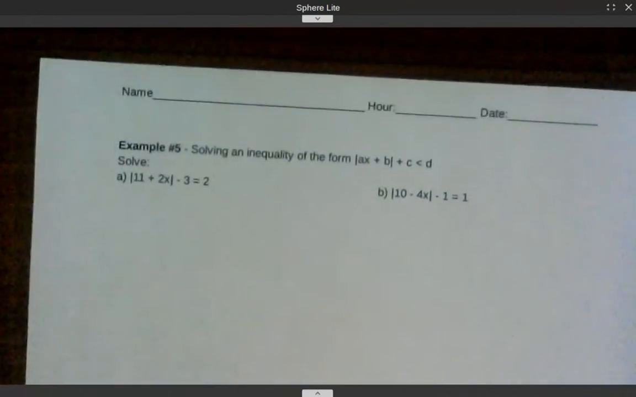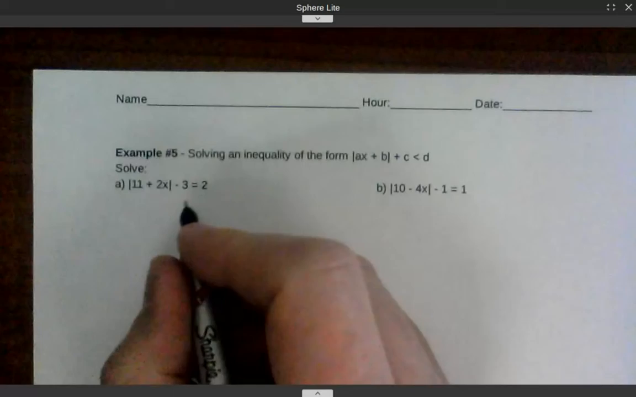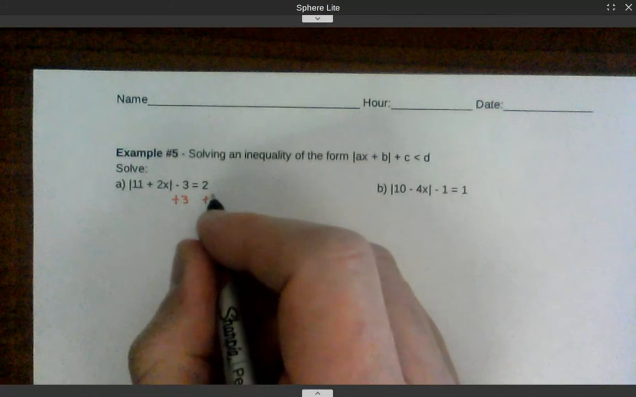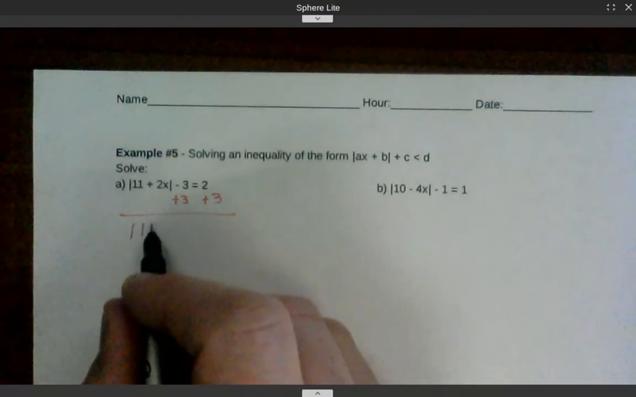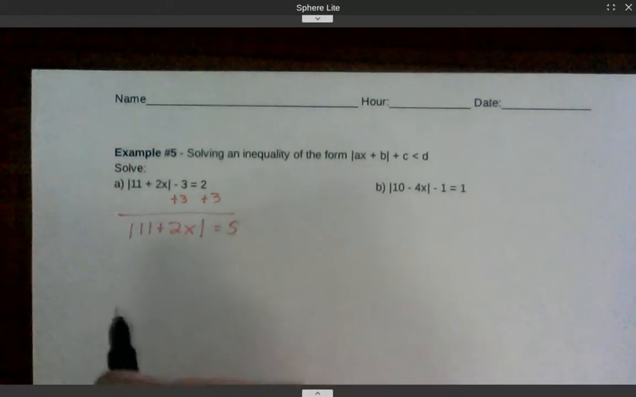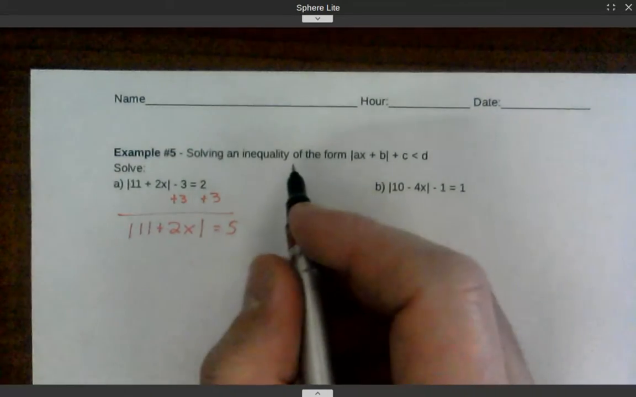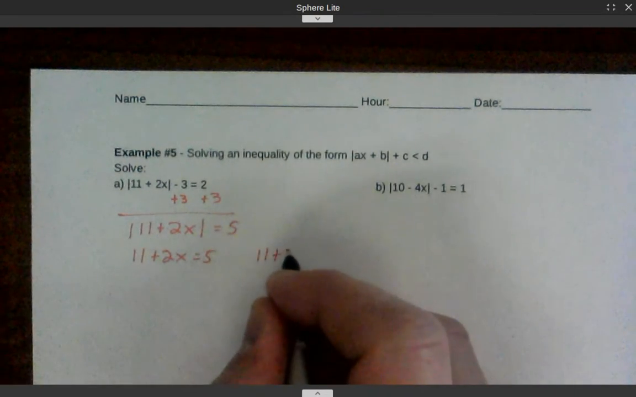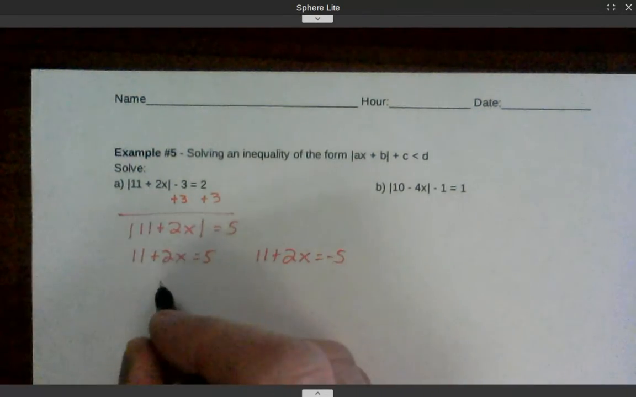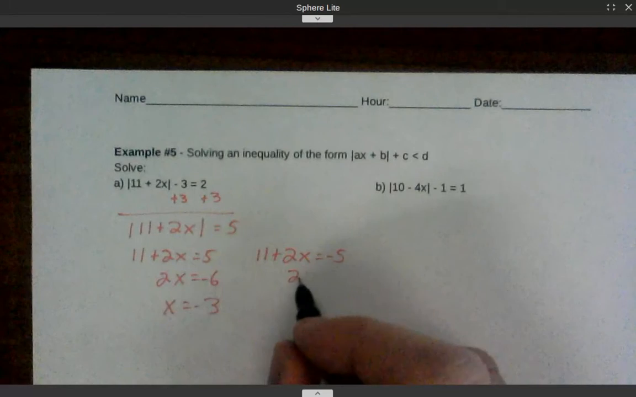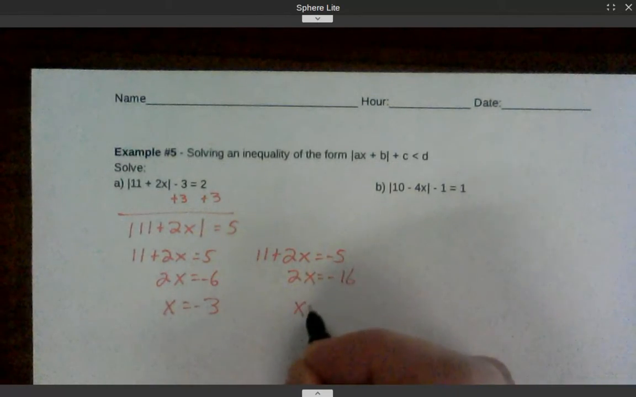The last type of problem that we're going to do is one where we have to do a little work to get the absolute value sign by itself. So we're going to add 3 to both sides. So I get 11 plus 2x is equal to 5. And I'm going to set my equation in this case to 2 equations. So I'll have 11 plus 2x equals 5, and 11 plus 2x equals -5. Now if I solve it, this will give me a -6. X equals -3. This will be -16, or x equals -8.